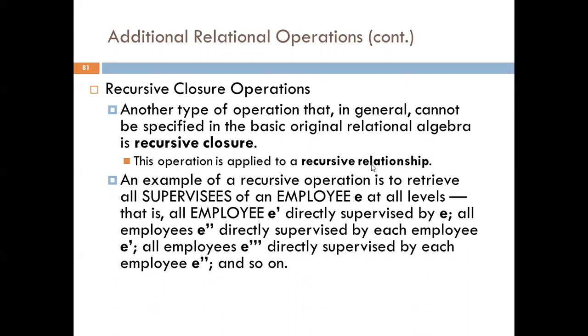So when we want to have such kind of queries, that cannot be represented in a basic relational algebra. Here the notation which we used is: all employees E' directly supervised by E, then all employees E'' directly supervised by each employee E', then all employees E''' directly supervised by E''. So that is how the chain link continues. That kind of operation comes under recursive closure.